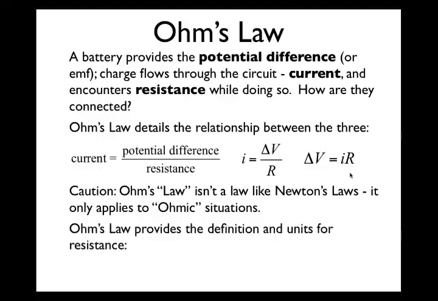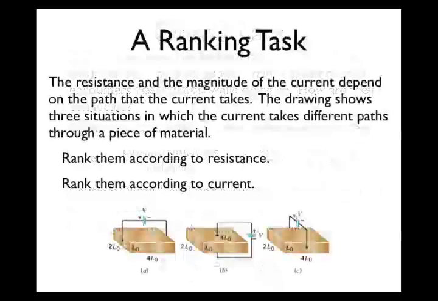Ohm's law provides the definition and units for resistance. So the definition would be the potential difference applied divided by the current if you rearrange Ohm's law. And the units of resistance is a volt per amp, but a volt per amp is called an ohm in honor of Ohm, the scientist that proposed this idea in the first place. And we use the capital omega from the Greek alphabet to symbolize 1 ohm of resistance.